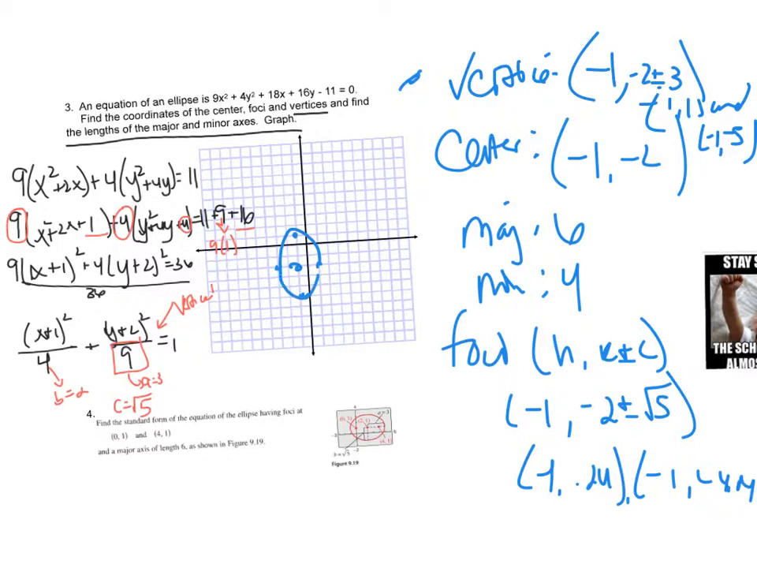That's your vertical ellipse. It's pretty small, but that's okay. And then you can graph your foci from there. So they're really close to each of those vertices, which usually happens.